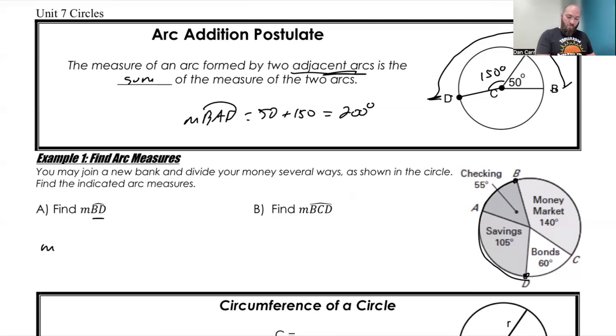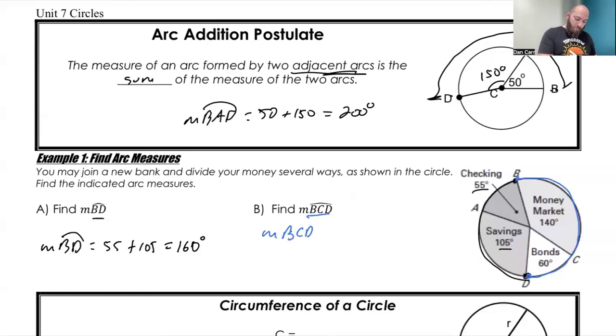So notice how it comes up from 55 and 105. So the measure of arc BD is equal to 55 plus 105, which is equal to 160 degrees. When I want to do the measure of arc BCD, that means I'm going to start at the same endpoint, and I'm going to take that the long way around. So the measure of arc BCD is equal to 140 plus 60, and that comes out to 200 degrees.